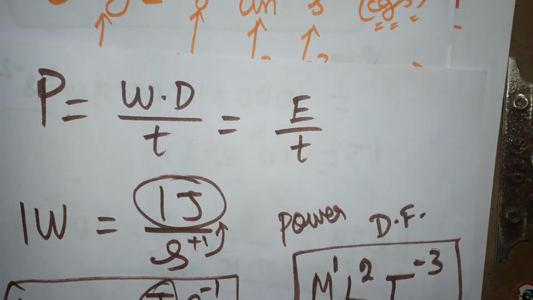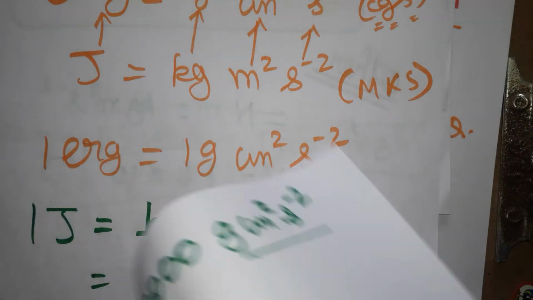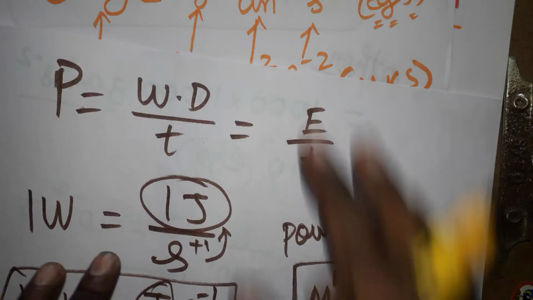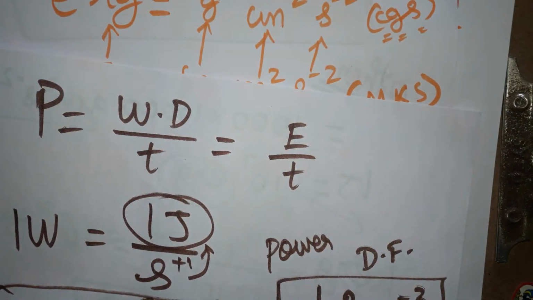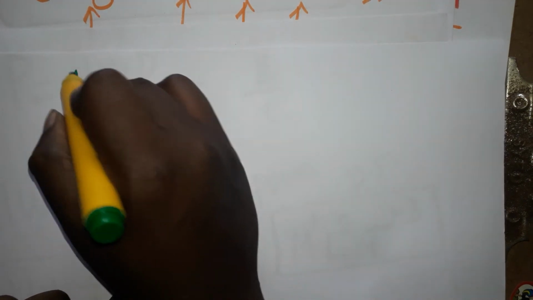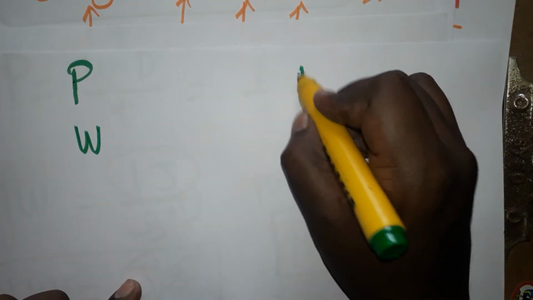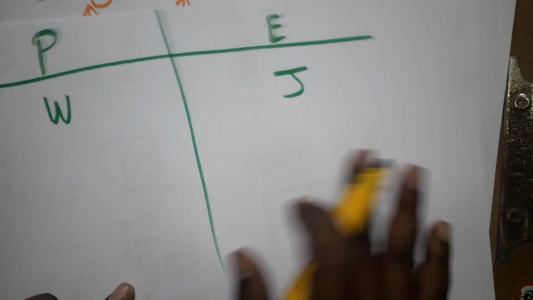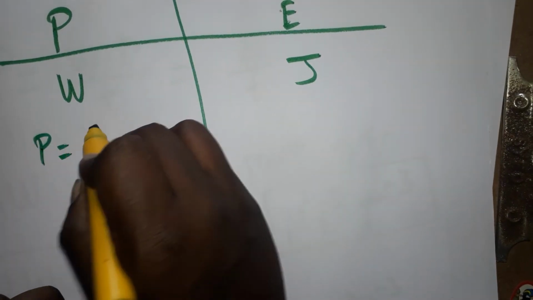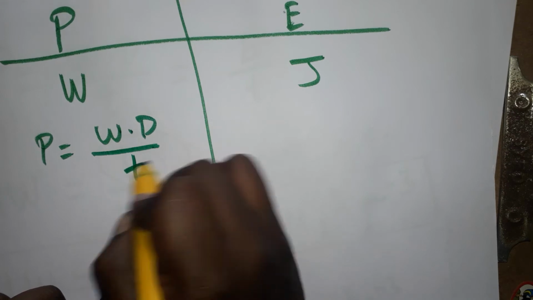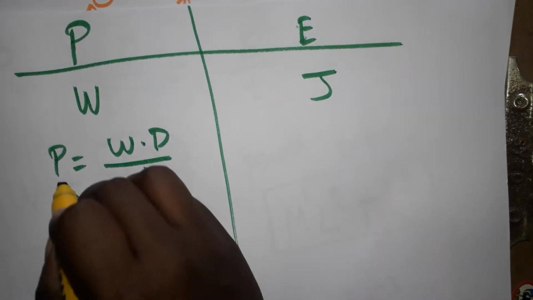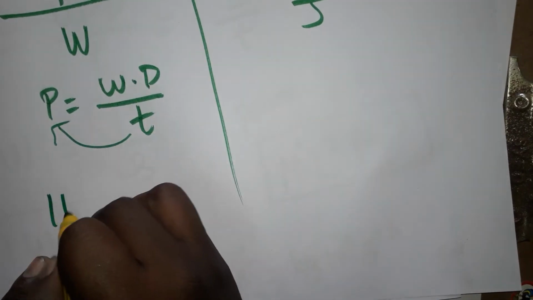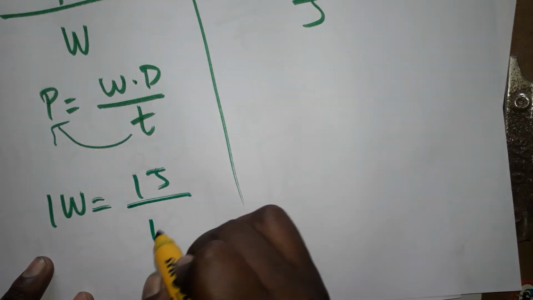The next thing, the relation between power and energy. Power unit we can take as the watt, and energy unit we can take as the joule. Power is equal to work done by time. So by cross multiplication, 1 watt is equal to 1 joule per 1 second.